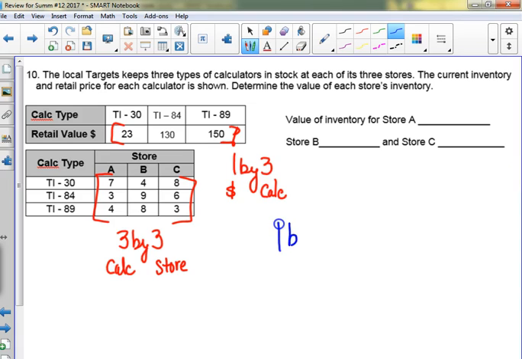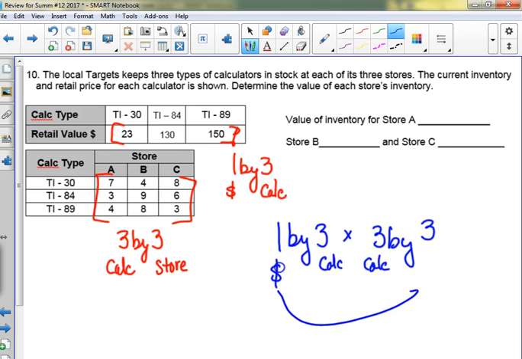Okay, 1 by 3 times the 3 by 3, because these are both the kinds of calculators, and I would end up with the dollars per store, A, B, and C. So all you're going to do is put this in a matrix A as a 1 by 3, and this in matrix B as a 3 by 3, and then do A times B.